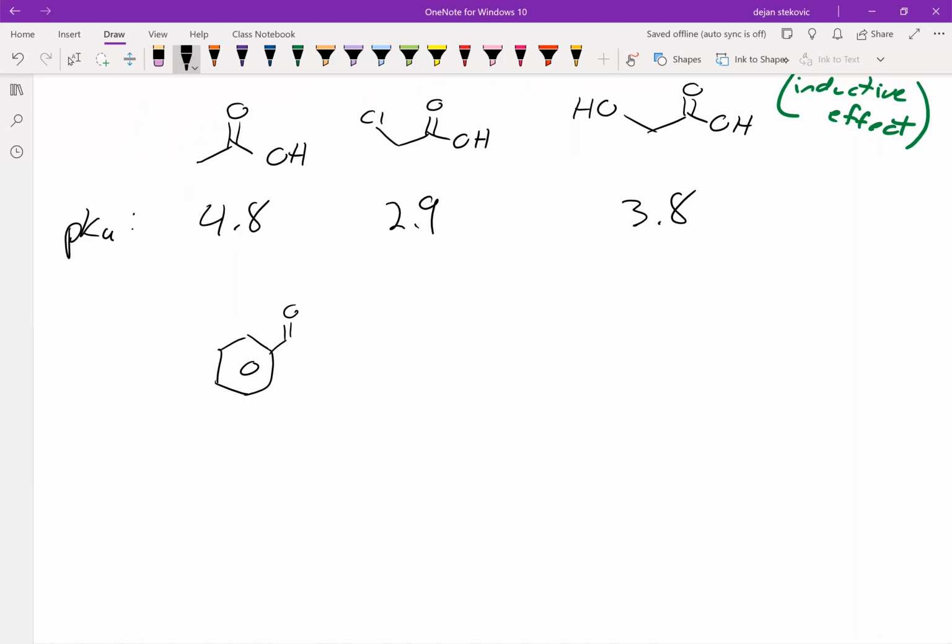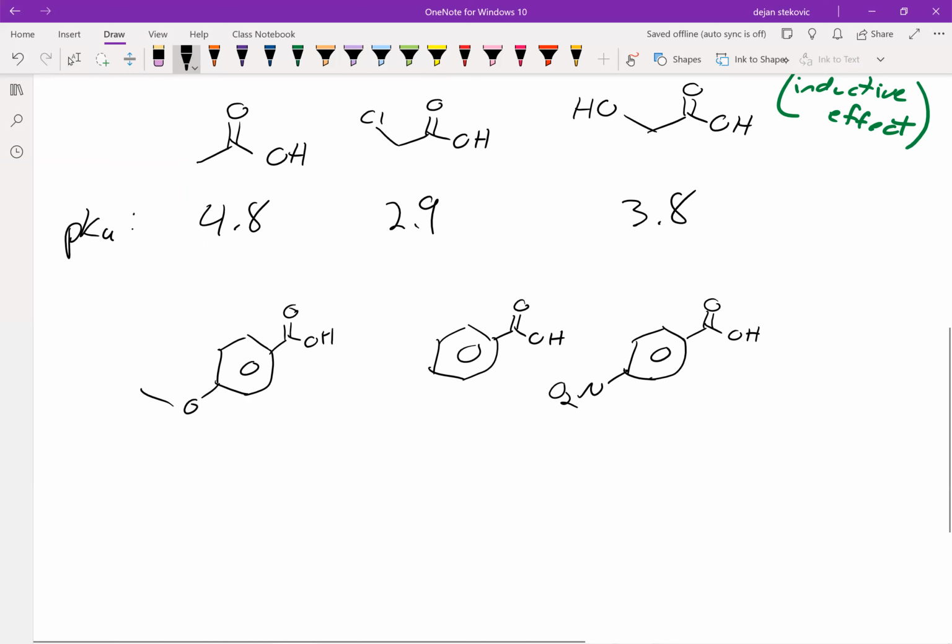So, for example, if we have this guy right here, compare it with our regular benzoic acid. And then this guy right here, right? If you take a look at the pKa's, here it's 4.5, here it's 4.2, and then here it's 3.4, right?